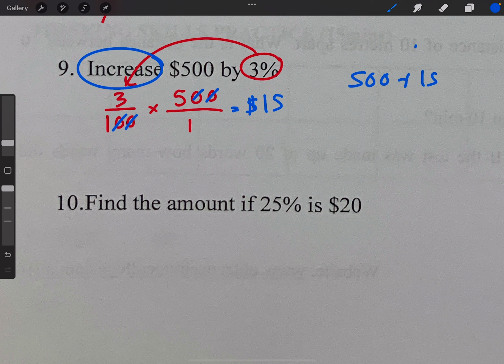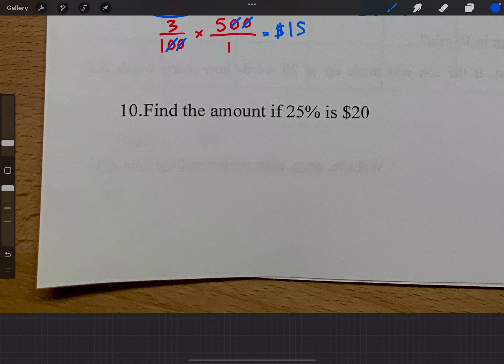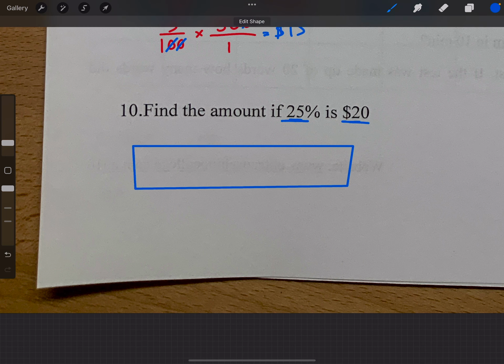Question 10. Find the amount if 25% is $20. So imagine if you have here a rectangle.